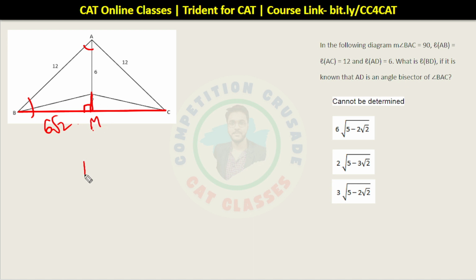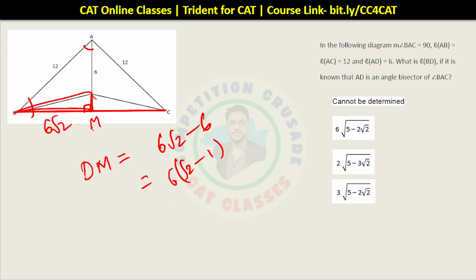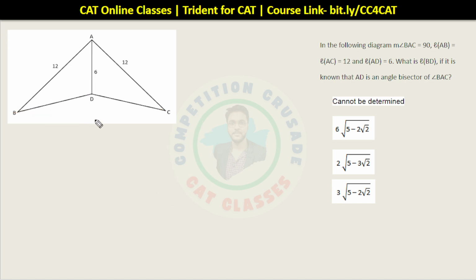So DM will be, you will have to calculate the value of DM, which will be 6 root 2 minus 6. You can take 6 common and then it will be 6 into root 2 minus 1. And then you can use Pythagoras and all, you will get the value. It's not difficult, but then the agenda was to get you acquainted with the cosine rule.